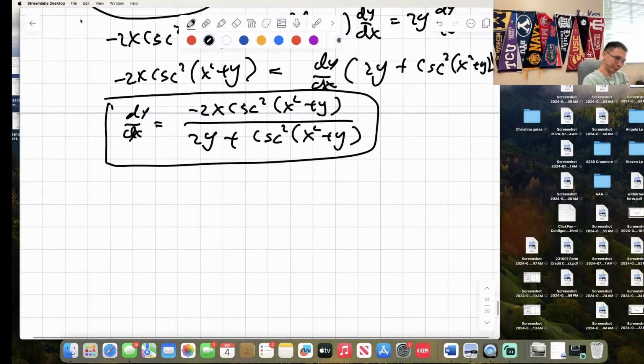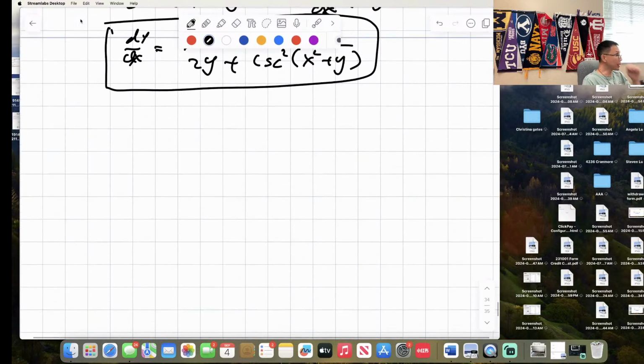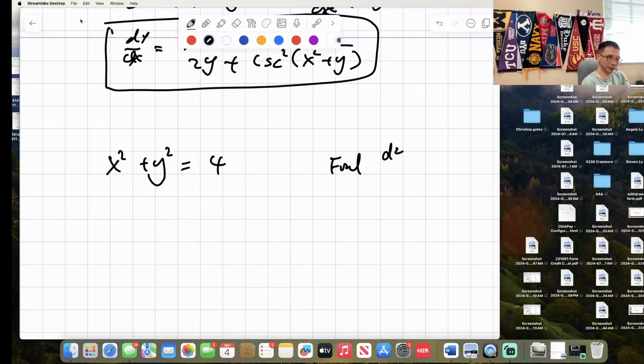Last part. Implicit derivative, can I do it a second time? Can I take a double derivative? Okay. And this is the one question that everybody dreaded last year. It was like this. And I say, hey, I want to find d2y dx2. That means second derivative.